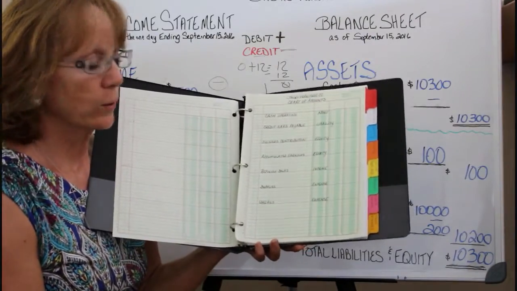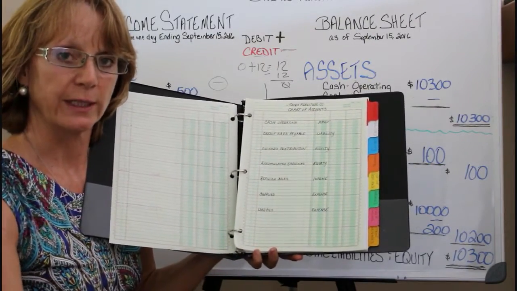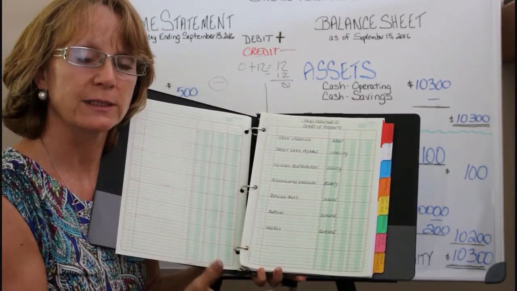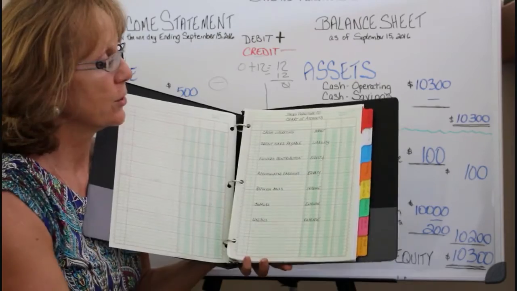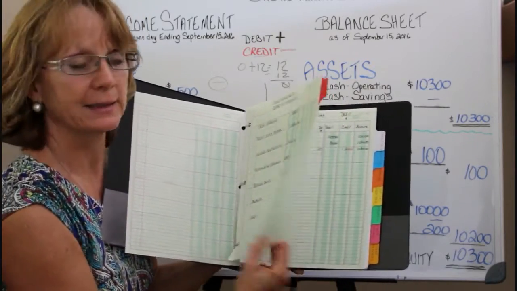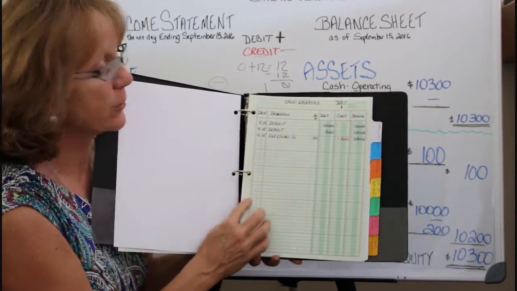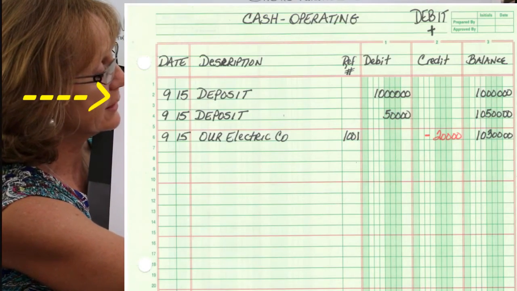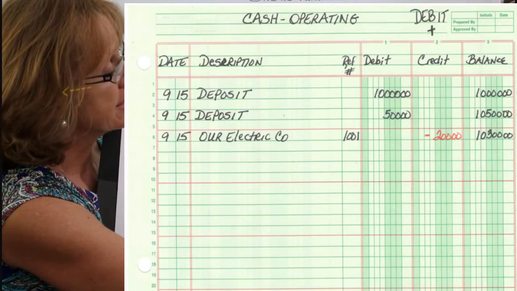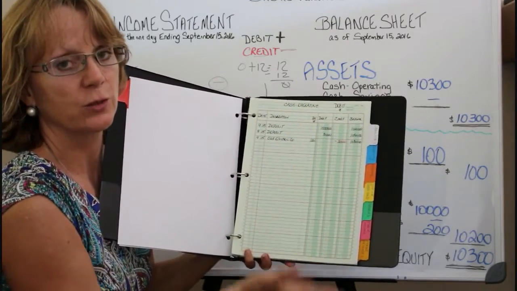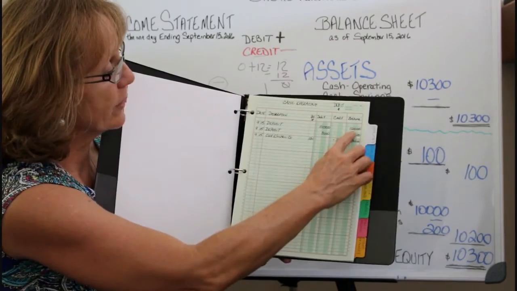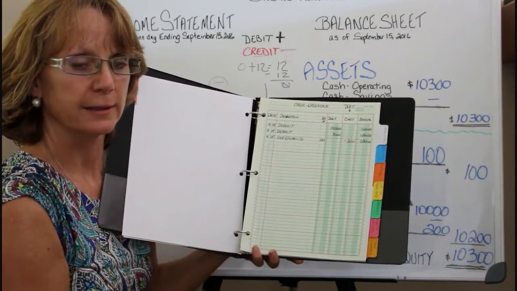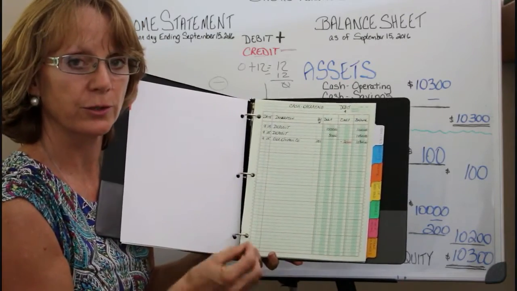All right, so now we're going to work with the examples that we did in Jack's business. The very first transaction he had was a $10,000 deposit. So to record that, we come over to the assets section, we find the cash in the operating account, and we record the date. The description was a deposit. The debit now is a $10,000 debit because we're in the assets section and we want to increase that balance. So our balance is now $10,000. Remember that every transaction has two sides. Our total debits must equal our total credits.